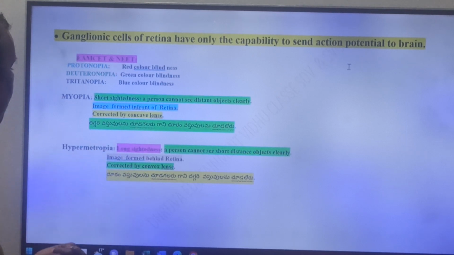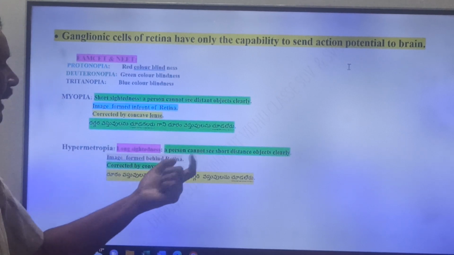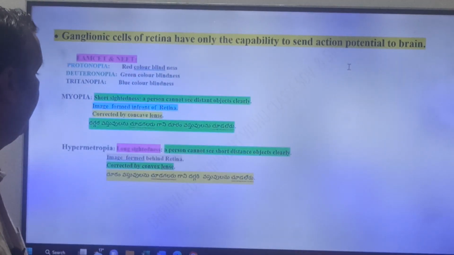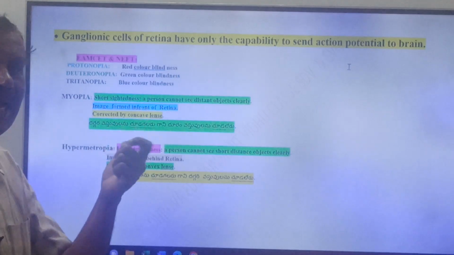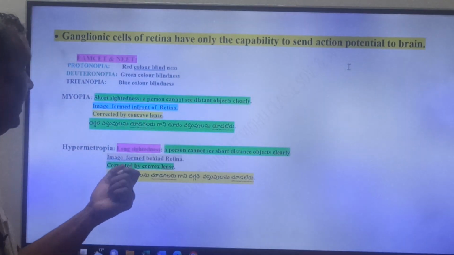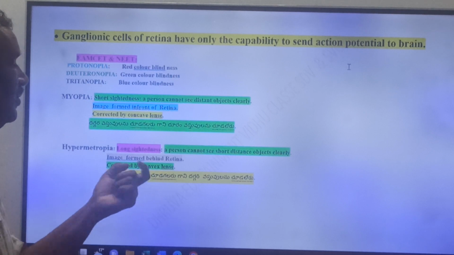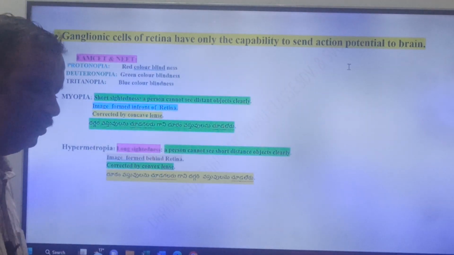Come to long sightedness. It is also called as hypermetropia. A person cannot see short distance objects, quite opposite to myopia, friends. Image formed behind the retina, corrected by convex lens. Convex lens. They can see distant objects but cannot see nearby objects, friends.